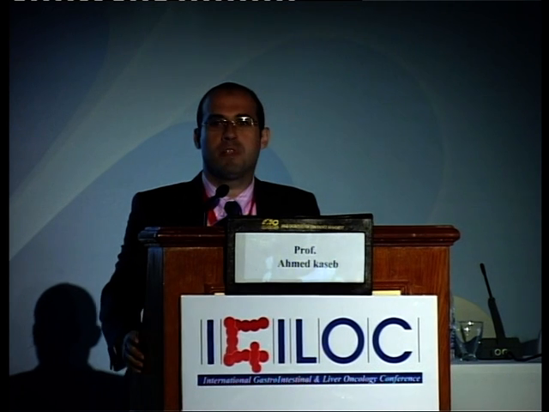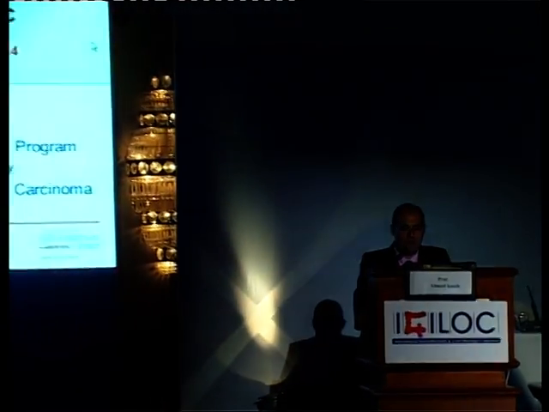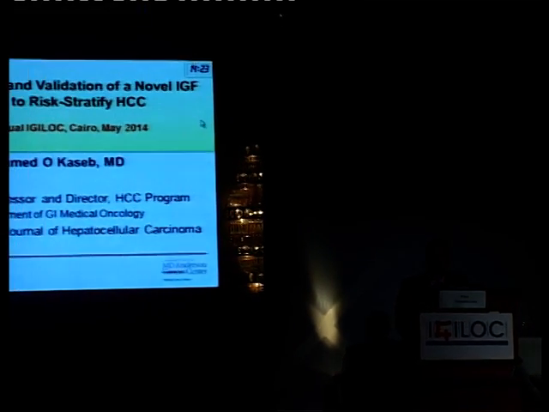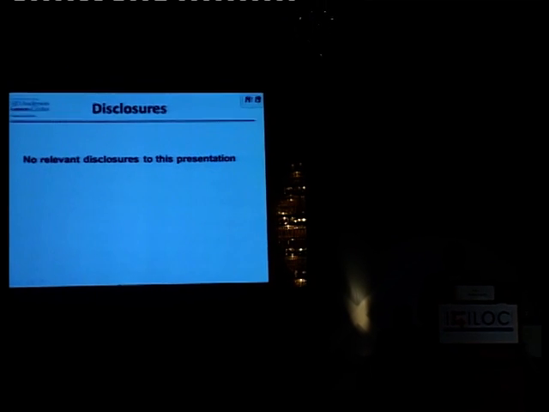And we're all very familiar with the Child-Pugh classification for hepatocellular carcinoma. So this was a trial from our end that started about 4 years ago to challenge the standard of care system, which is the Child-Pugh in stratification of hepatocellular carcinoma patients. I have no disclosures.